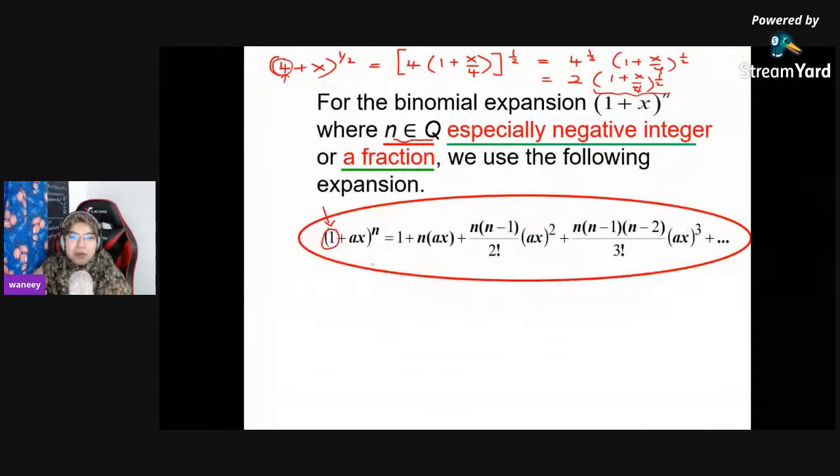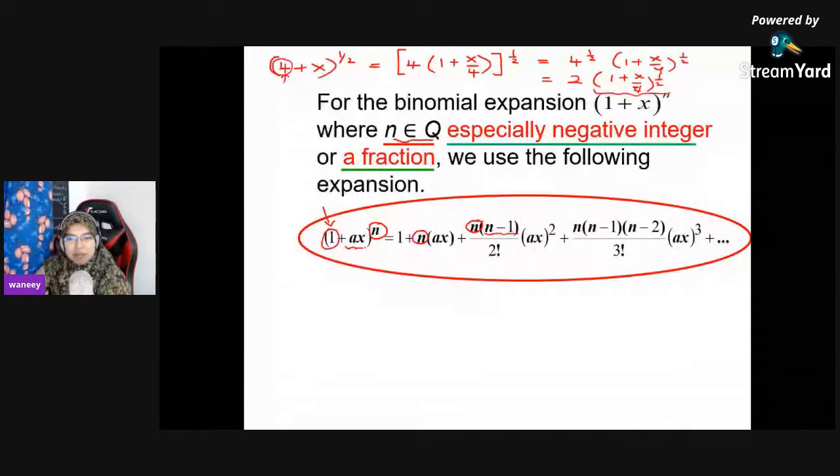Okay, so now the formula. 1 plus ax to the power of n. So n is the power. So it will become 1. So 1 is actually the first term. The first term is definitely 1. You cannot change that. So 1 plus, take the power n, and then you times with ax. So n times ax. And then plus, so this is the second term. Plus, so this is the third term. Simply take the power and then minus 1. So n times with n minus 1.